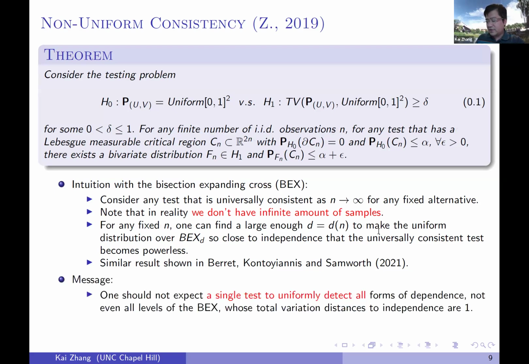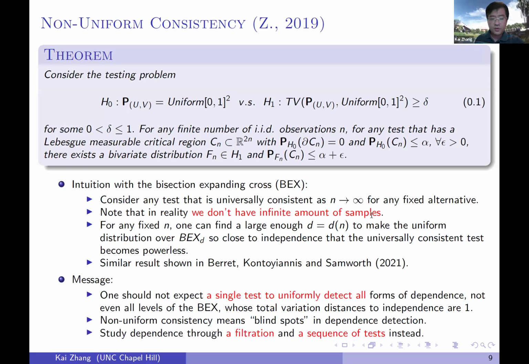But yeah, if you look at these results, the message from these results is quite negative. Basically, they are saying we should not expect one single test to be able to uniformly detect all forms of relationships, not even all levels of this fractal, which is far away from independence in some sense. Yeah, so in practice, this means blind spots. This basically says every test has a blind spot. Yeah, so what to do, right? So the question puzzled me for a while, but then I came up with one solution.